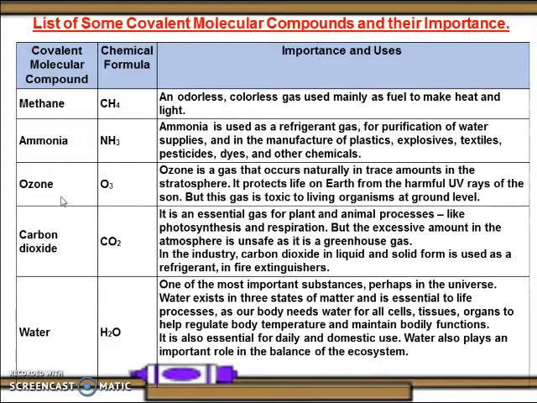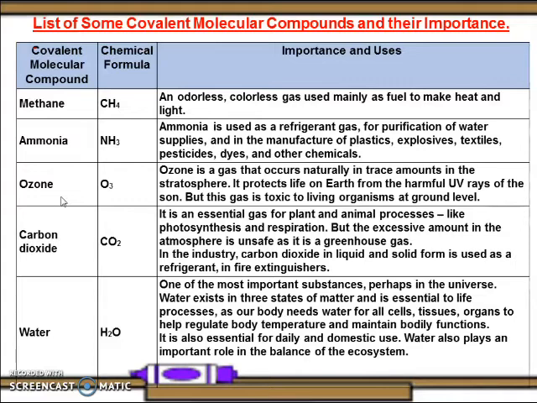organisms at ground level. Carbon dioxide is an essential gas for plant and animal processes like photosynthesis and respiration, but the excessive amount in the atmosphere is unsafe as it is a greenhouse gas. In industry, carbon dioxide in liquid and solid form is used as a refrigerant and in fire extinguishers.